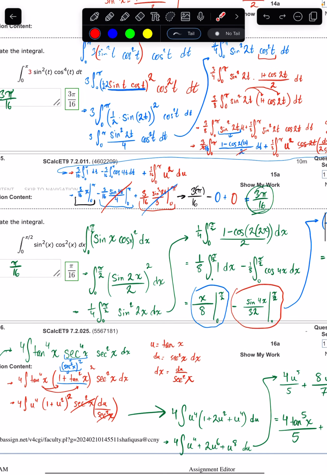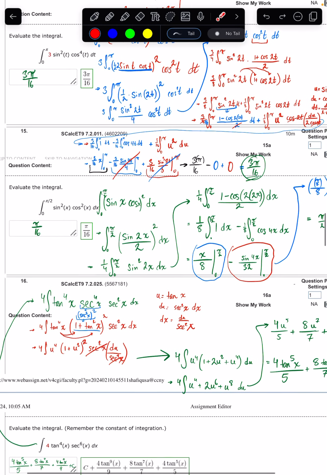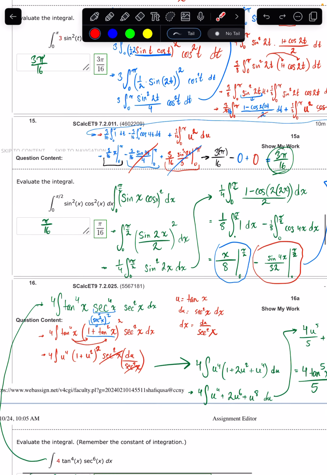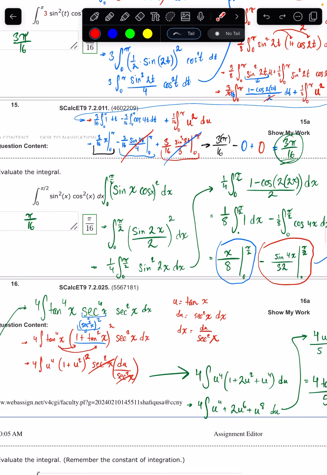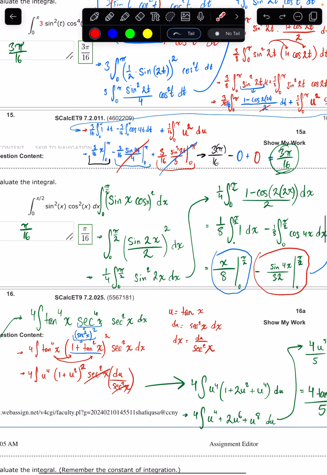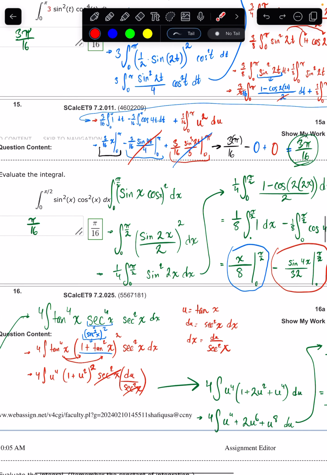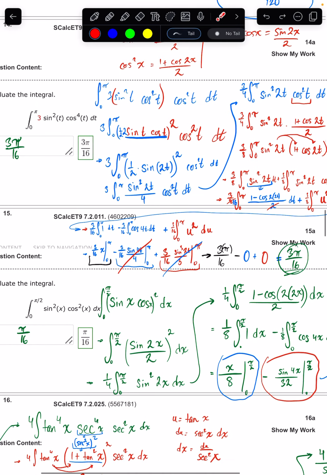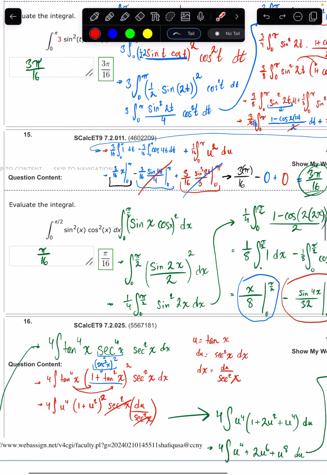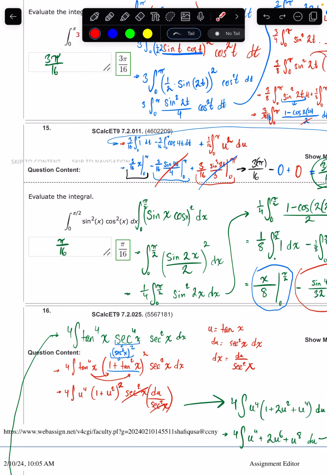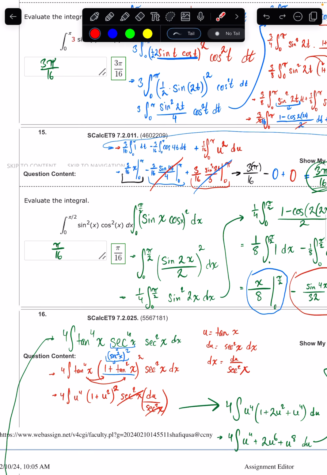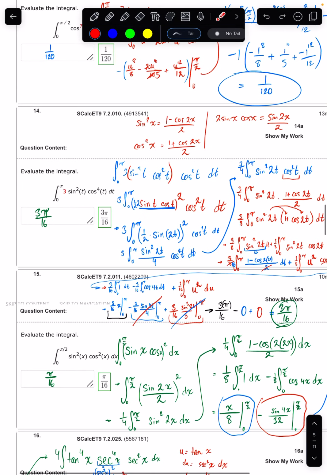Now we're on number 15, sine squared times cosine squared. Again, we're gonna have to do a lot of trig substitution. Just same thing we did last time. Just bring out the squared outside because they're both being squared. And we know that sine x times cosine x is 1/2 times sine 2x, right? That's what we did here, right?